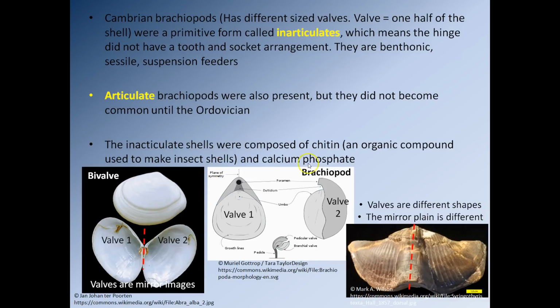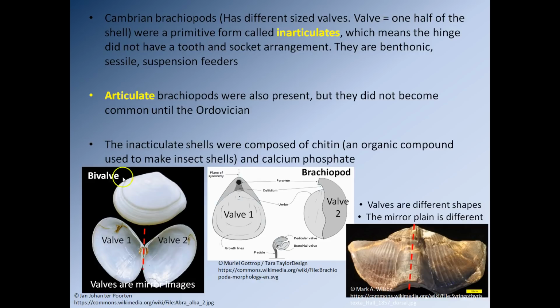It might not sound that tough, but this combination of chitin and calcium phosphate actually produces very, very robust, strong shells. So one of the things is, how can we tell the difference between a bivalve, which is one type of clam over here, and brachiopods? Well, it's all to do with whether the valves are mirror images of one another.